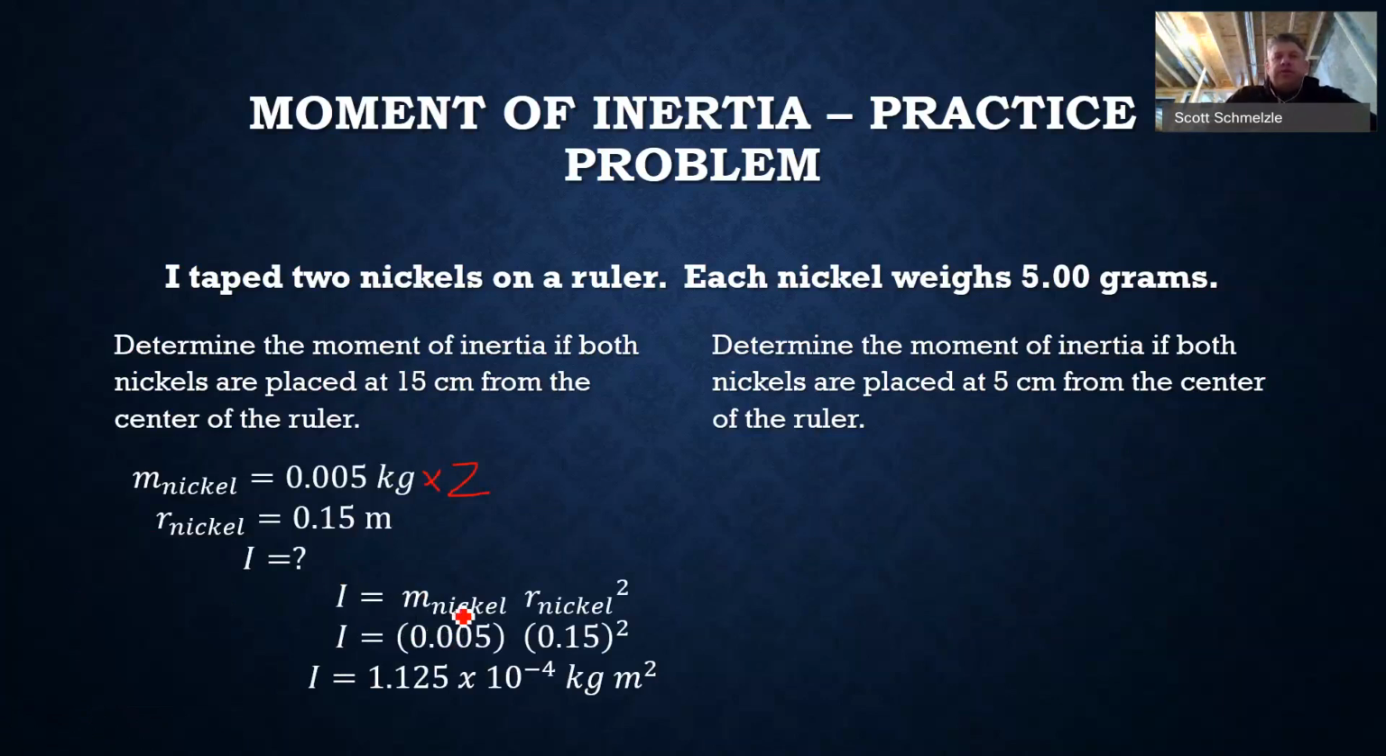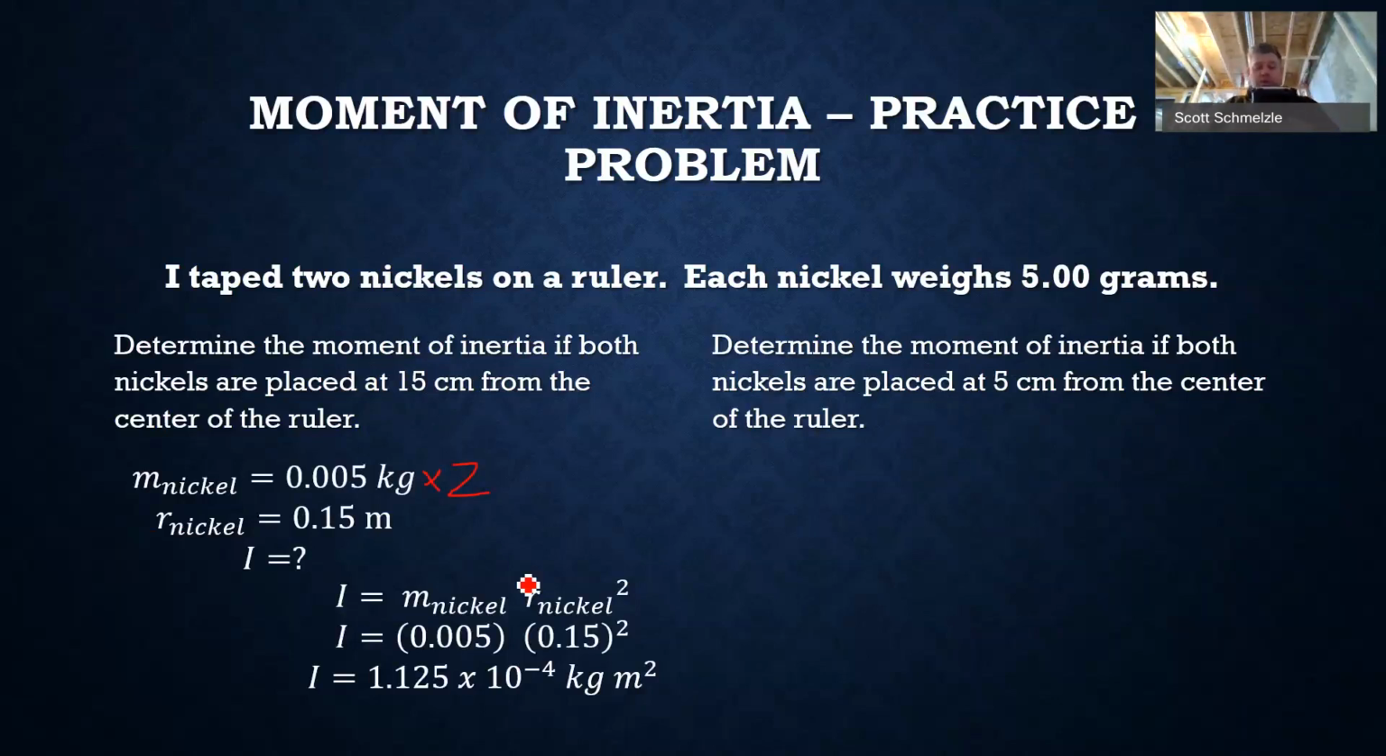So we've got the mass of our nickel times r of our nickel squared. The way I want you to think about this is, I've got one nickel there creating a moment of inertia, and one over there also creating a moment of inertia. These two are going to add to each other, meaning that if I push this one down, this one's going to go up. So I experience both acting in the same direction, creating that rotation, that twist.